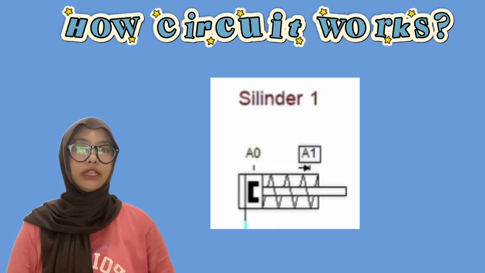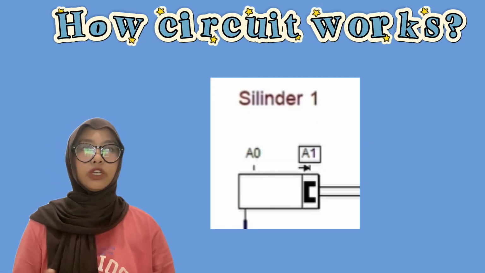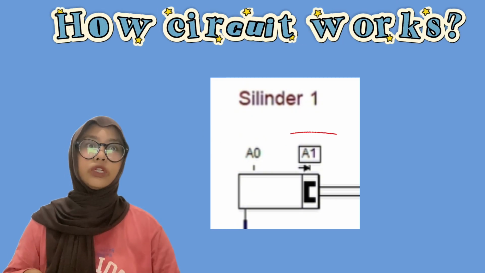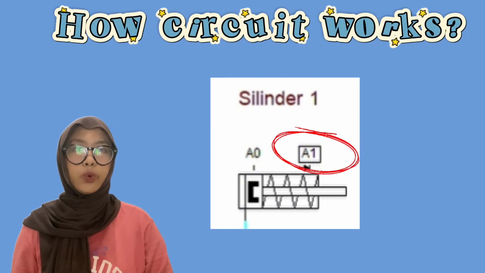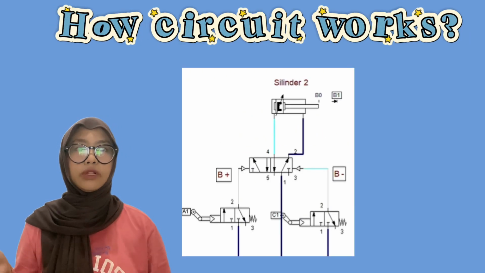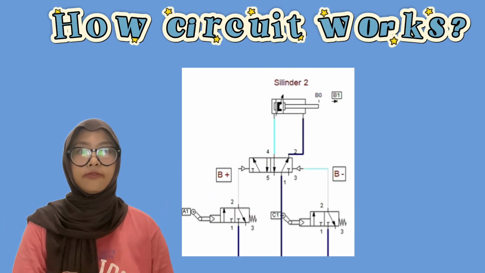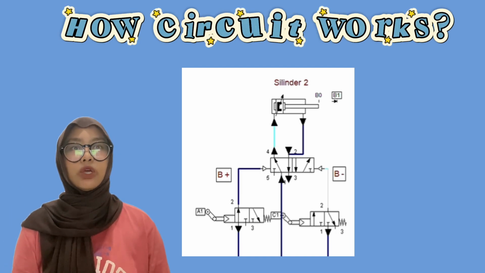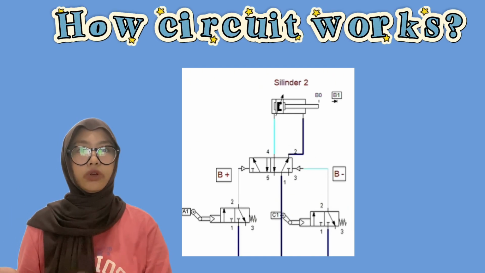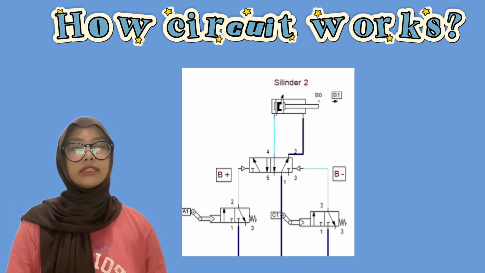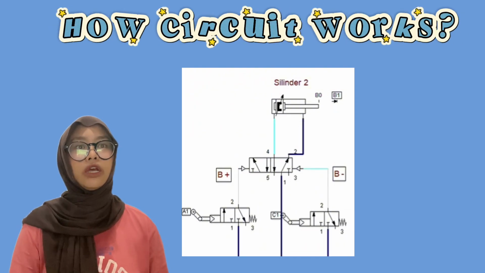So when the cylinder 1 piston touches the A1 roller, the A1 valve opens the air path to the control valve of cylinder 2. So cylinder 2 is going to move forward. This is the B plus condition.